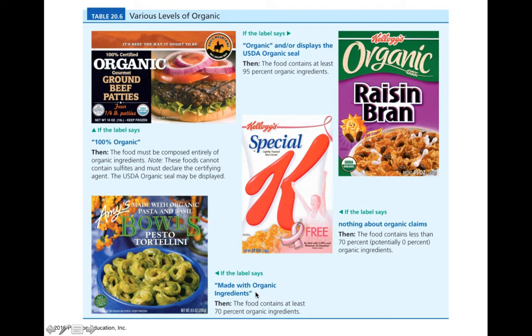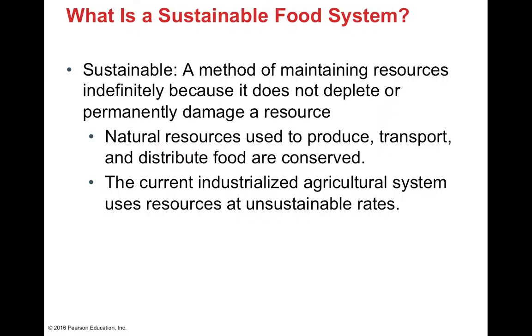If the label says made with organic ingredients, that means at least 70% of the ingredients are organic, and if we have no organic claims at all, then the food contains less than 70%, potentially down to 0% organic ingredients. All right, so let's talk about food sustainability for a minute.